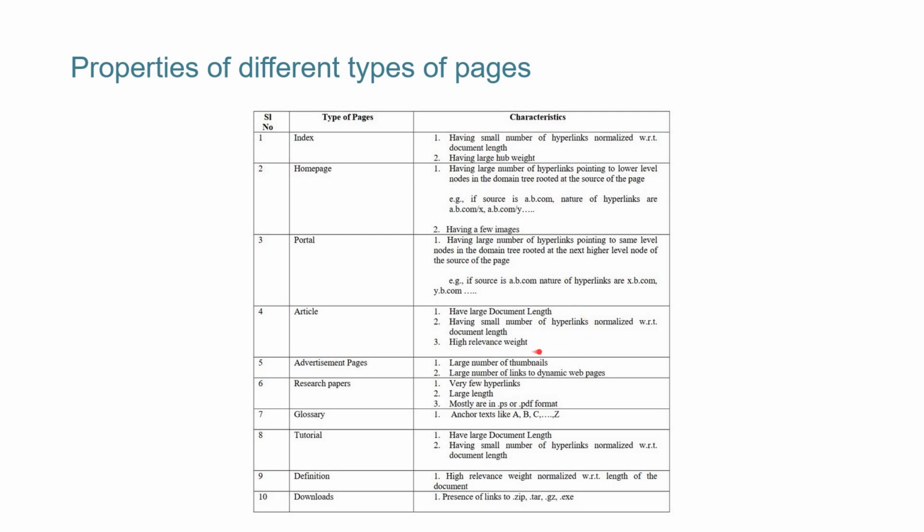and have high relevance weight. If it is an advertisement page, it will have a large number of images and thumbnails. If it is a research paper, then the length of the whole document will be very large, and its format will be mostly like .pdf or .ps. If it's a download, it will have .zip or .exe or similar.